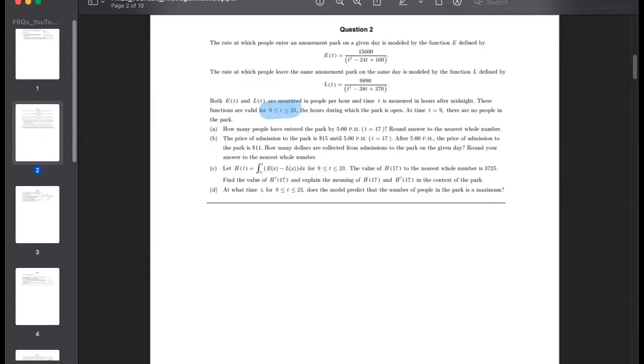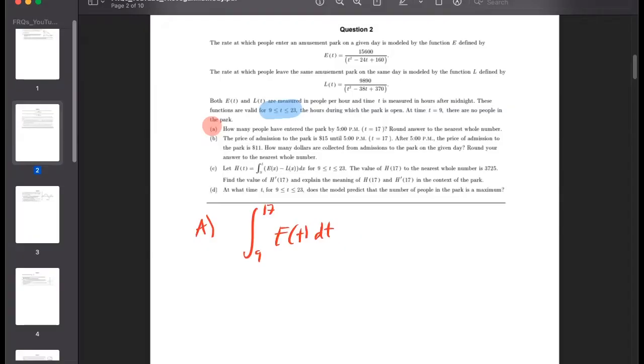So if we start focusing on part A, all they're asking for in this case is for you to find the amount of people that entered the park by 5 p.m. So that's t equals 17. Well, we know the rate of the amount of people entering the park. So the total amount of people that have entered the park is going to be the integral from 9 to 17. Now notice that I started from 9 because that's when it opened, to 17, that's 5 p.m. So all I'm really doing is I'm taking the integral of this specific function.